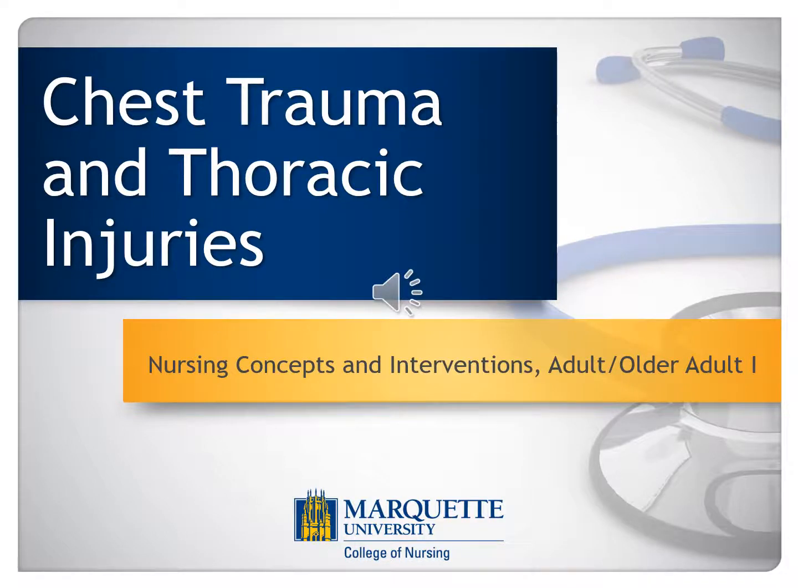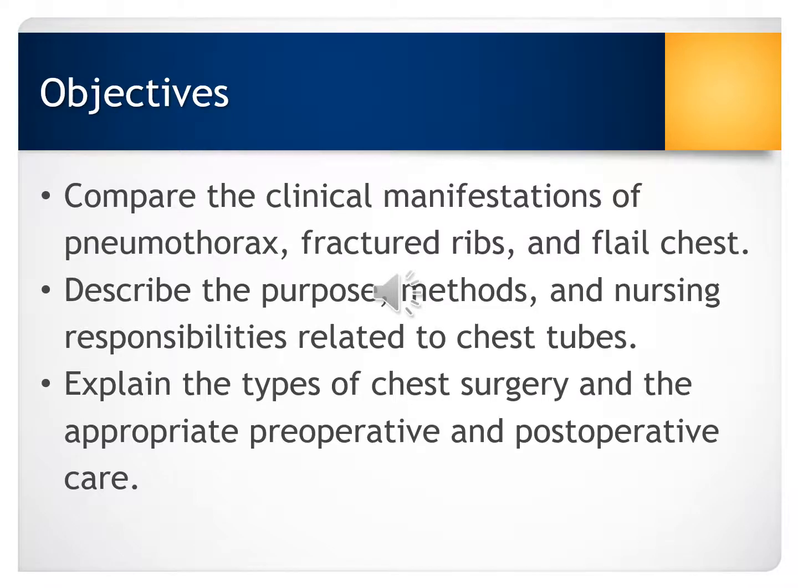This module is titled Chest Trauma and Thoracic Injuries. The learning objectives for this module include: compare the clinical manifestations of a pneumothorax, fractured ribs, and flail chest, describe the purpose, methods, and nursing responsibilities related to chest tubes, explain the types of chest surgery and the appropriate preoperative and postoperative care.